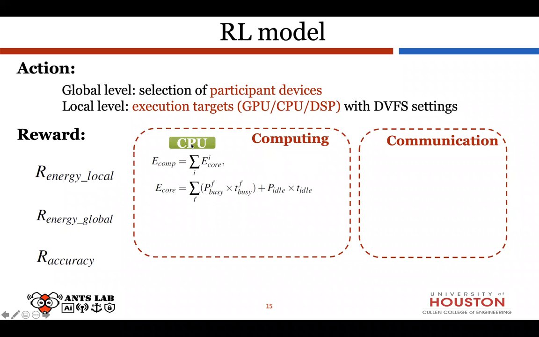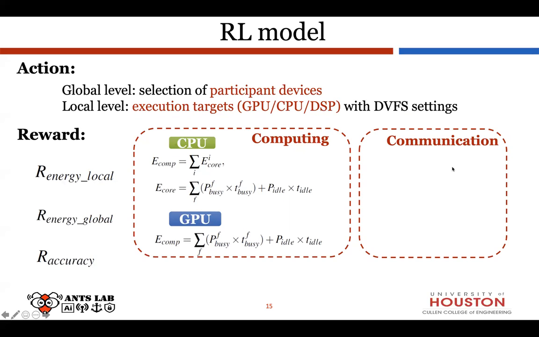So if the execution target is the CPU, the energy consumption can be calculated as the sum of all cores' energy consumption. And for each core, it includes the busy state and the idle state. And if the execution target is GPU, the energy consumption can also be calculated as the sum of the busy state and the idle state. On the other side, for the DSP settings, we have similar equations to calculate the energy consumption. So this is the computing part.